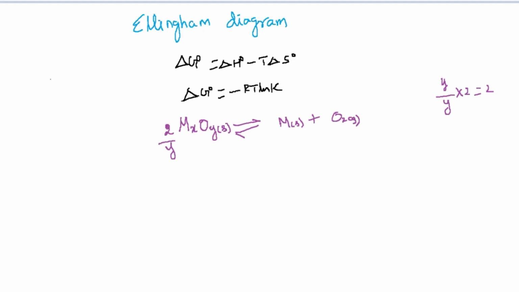Next, the number of metal atoms in the reactant side is 2x by y. So the number of metal atoms produced should be 2x by y. So this is the balanced reaction for decomposition of metal oxide in equilibrium. Let this reaction be 1 and the standard free energy change for this reaction be delta G naught 1.